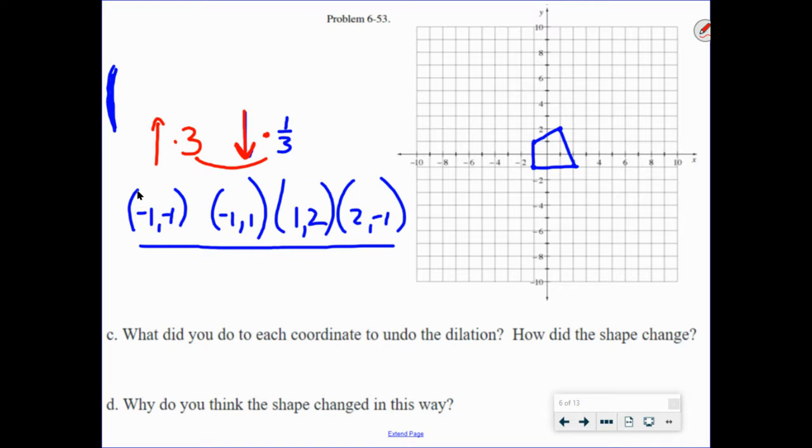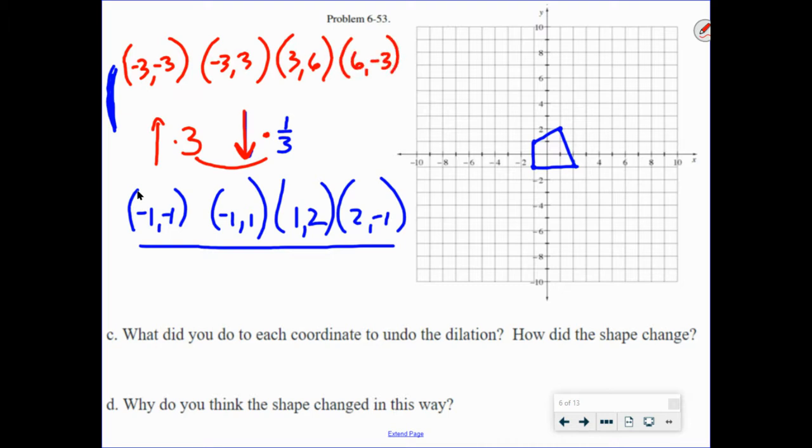which means my original shape was (-3, -3), (-3, +3), (3, 6), and (6, -3). Okay? And how it ends up is kind of fun, kind of interesting. So again, be careful. It might not show or end up the way you think it is. So please go ahead and graph it and see what happens. When you're done, unpause it and we'll compare.